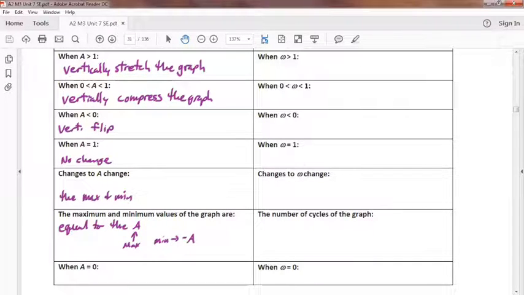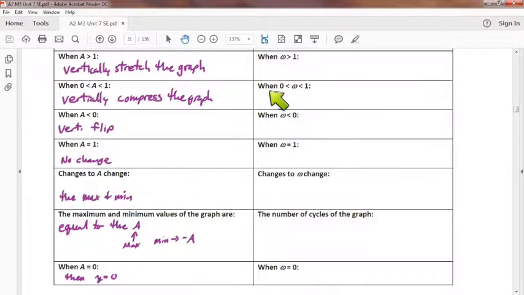And the last thing, if A was 0, then you get y equals 0. And so that's just a straight line, a horizontal line, at the x-axis, at y equals 0. Go to our next column.